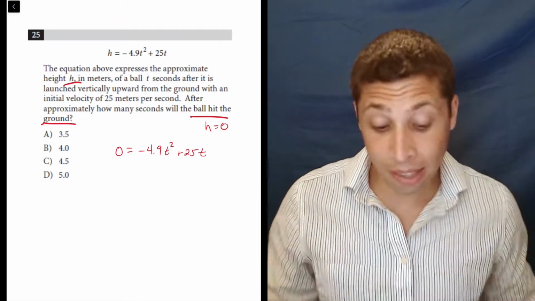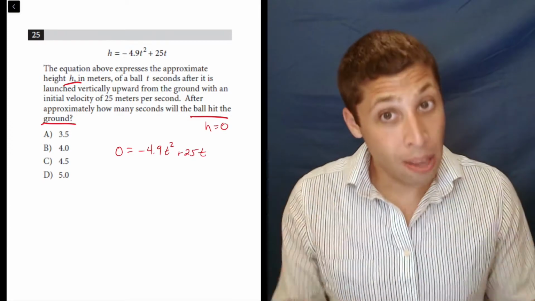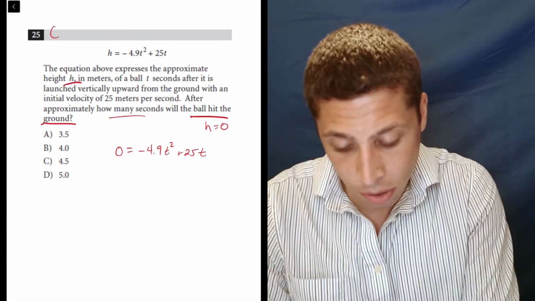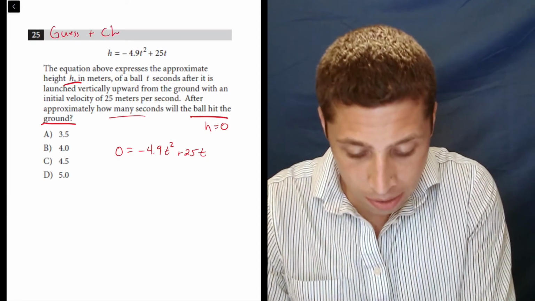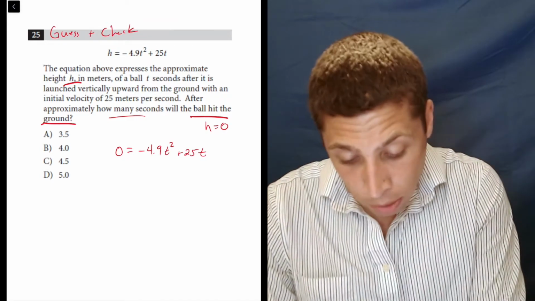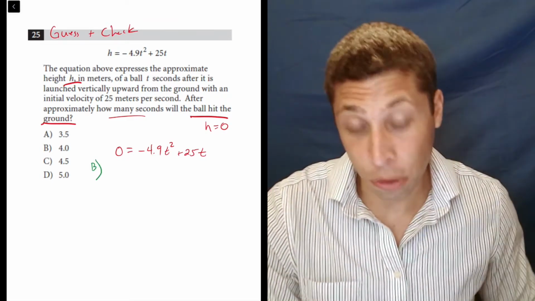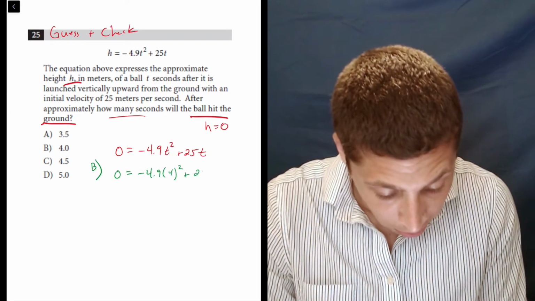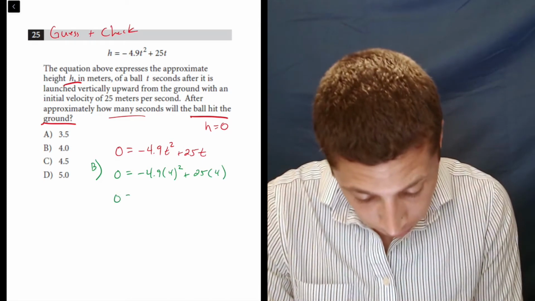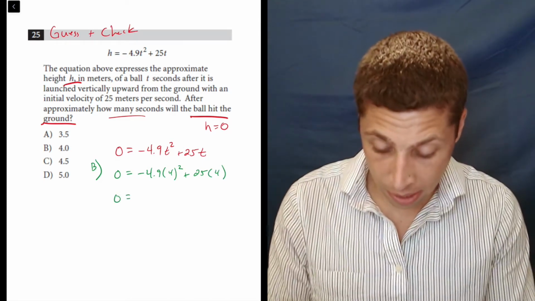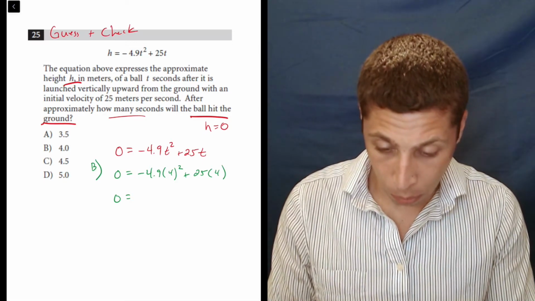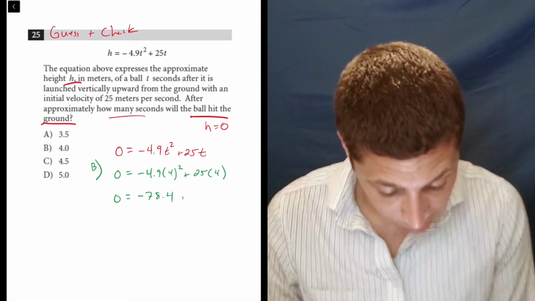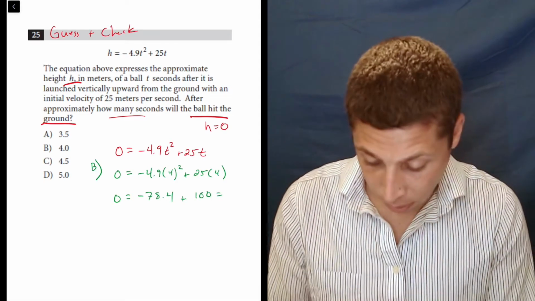And we have lots of ways we can solve this. If you're confused, remember that these are supposed to be values of t, right? How many seconds? So we could just guess and check what we have and see how it goes. So I would start with b because I like to choose numbers in the middle. 0 is equal to negative 4.9 times 4 squared plus 25 times 4. So that's going to be 16 times negative 4.9, which is negative 78.4. 25 times 4 is easy. That's 100.